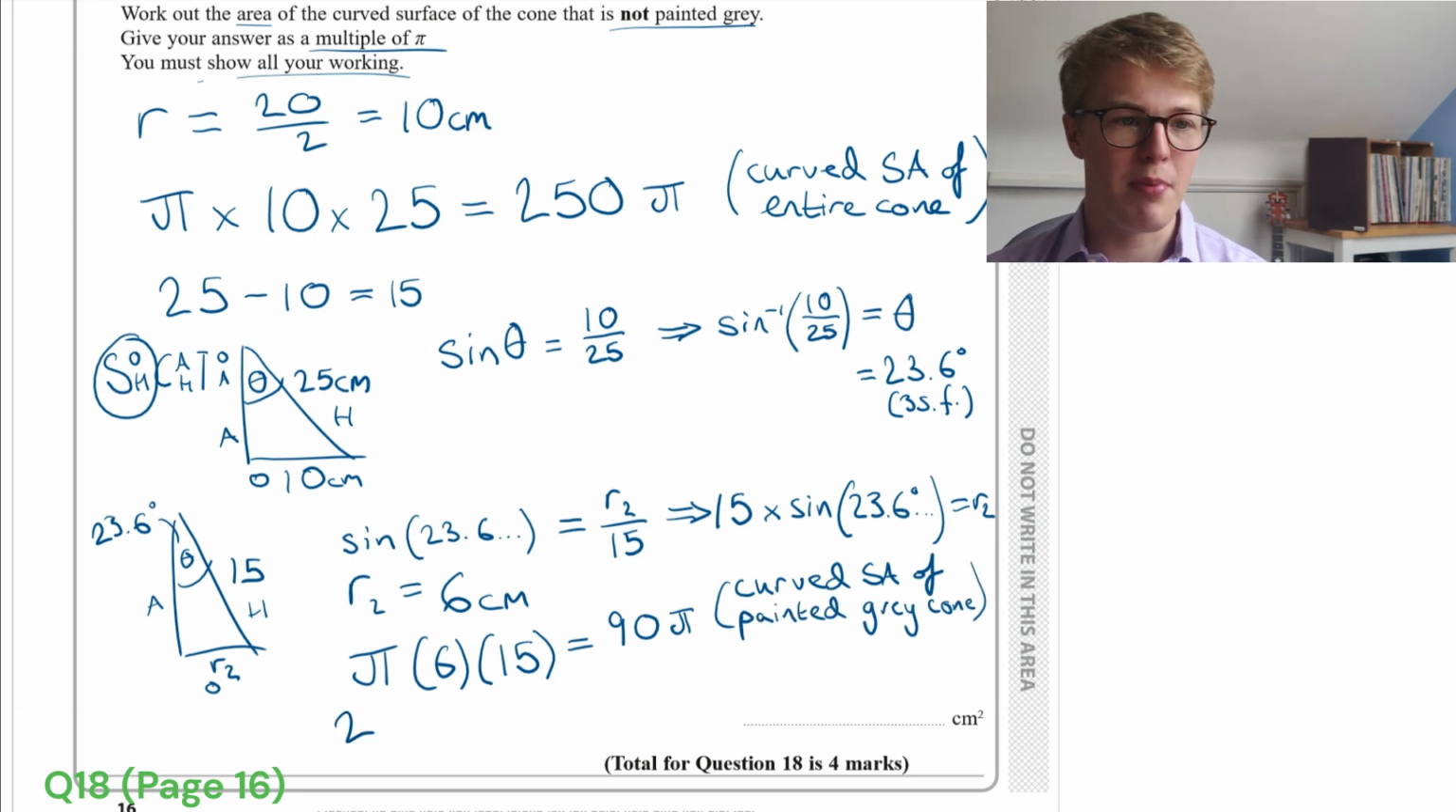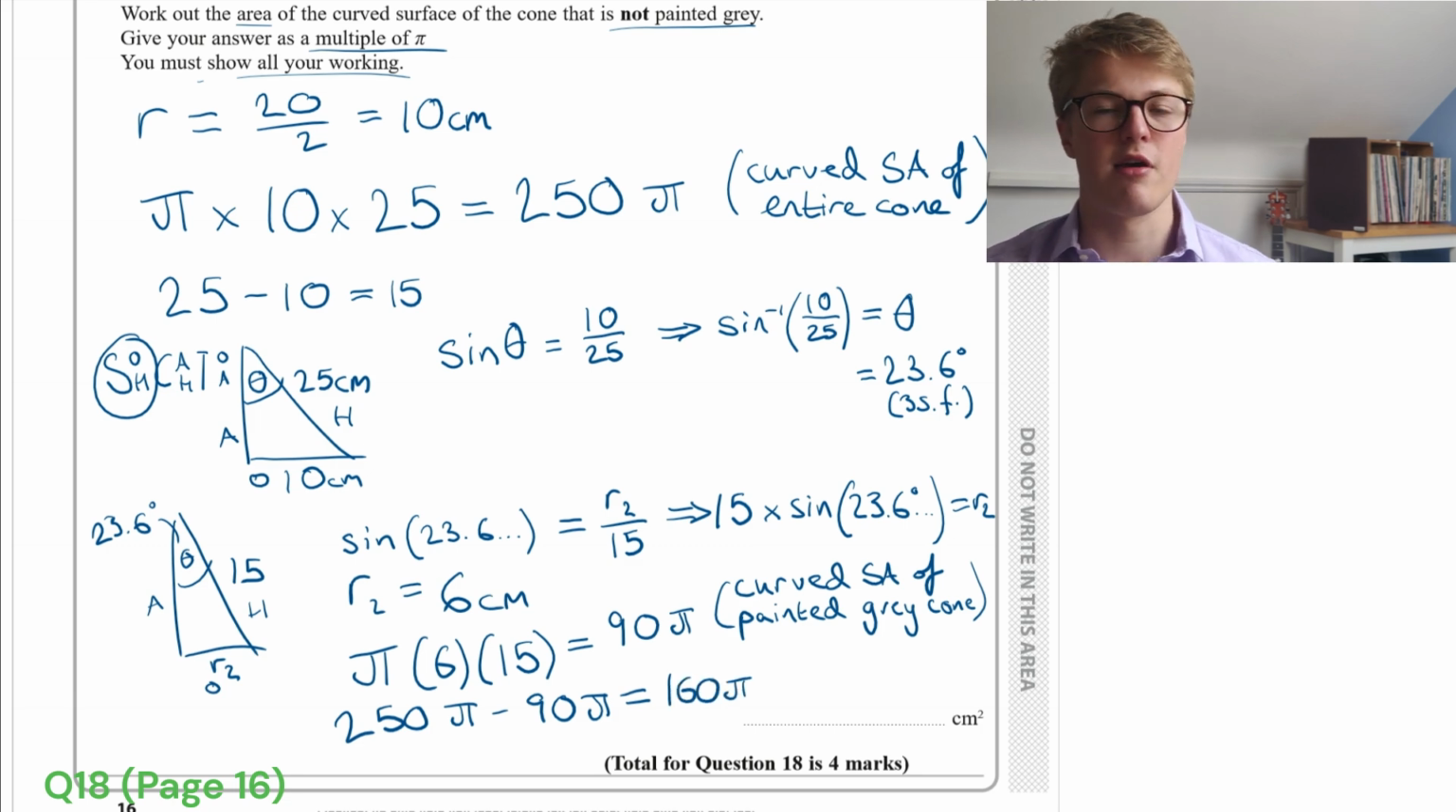Then we do 250 pi, which is the total curved surface area of the cone, minus 90 pi, which is the curved surface area of the grey cone, to give us the surface area of the cone that's not painted grey, and this is 160 pi, which is our final answer.